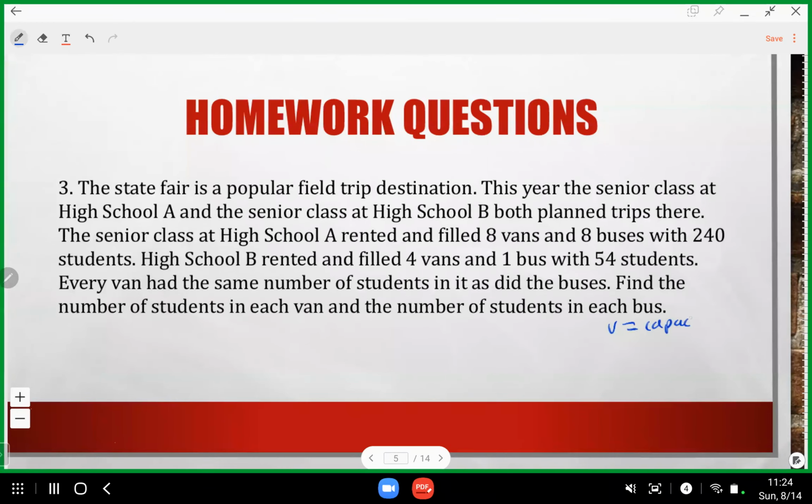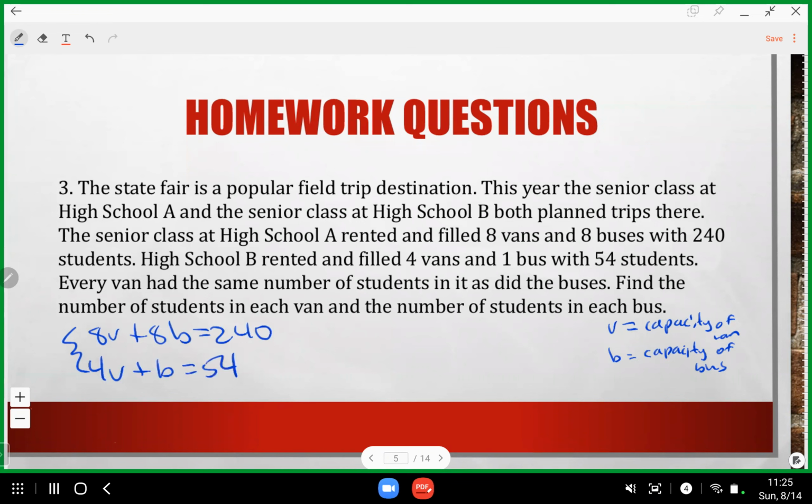the capacity of a van. And B is equal to the capacity of a bus. You can see that we have our equation here. 8V plus 8B is going to be equal to 240. And then 4V plus B is just going to be equal to 54.